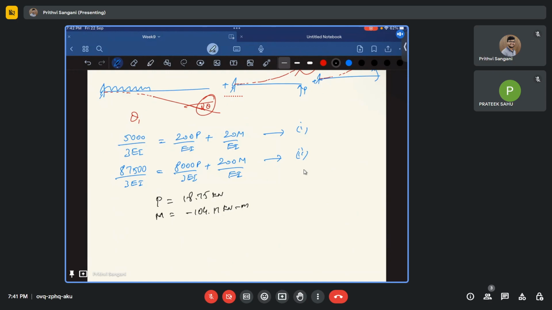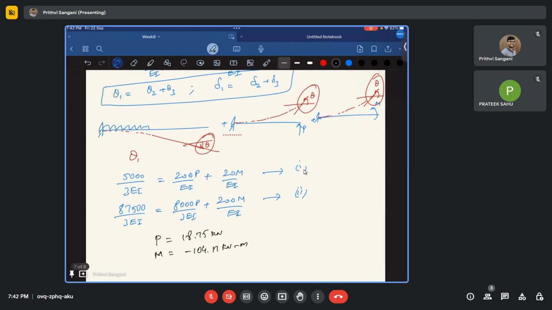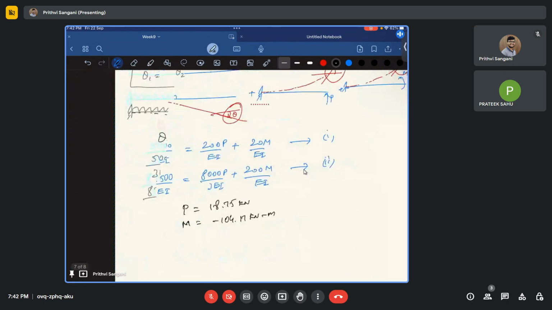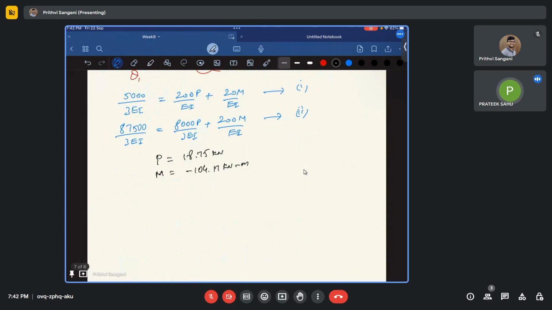Now, P is positive. Positive means whatever I assumed initially, which is upwards, I'll be getting as upwards. What does M negative refer to? M negative refers to the direction I initially assumed, anti-clockwise, but now it is going to be clockwise.